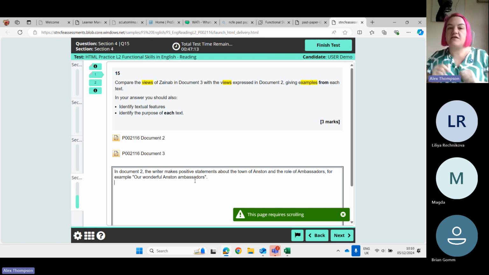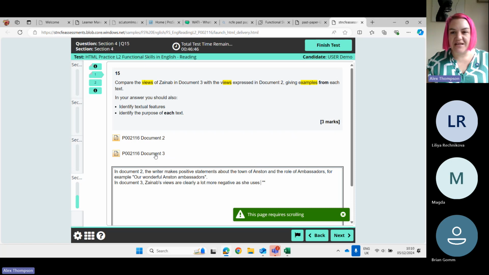Then we jump straight to document 3. In document 3, Zainab, in fact, I'm going to use the words from the question because that always helps. Zainab's views are clearly a lot more negative, as she uses.